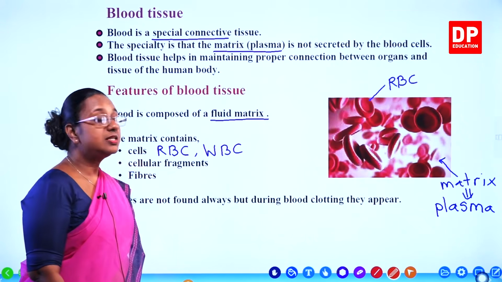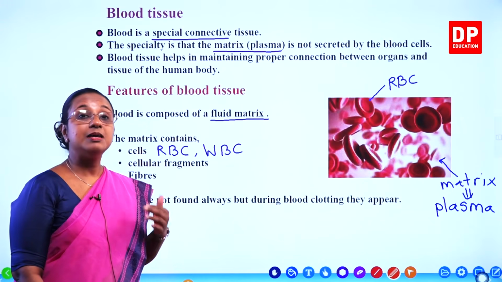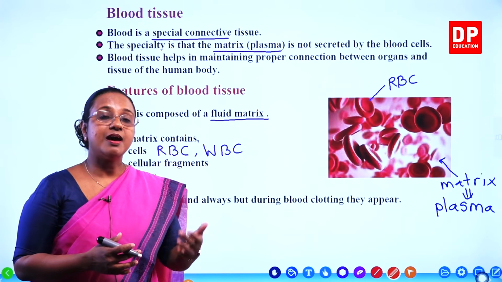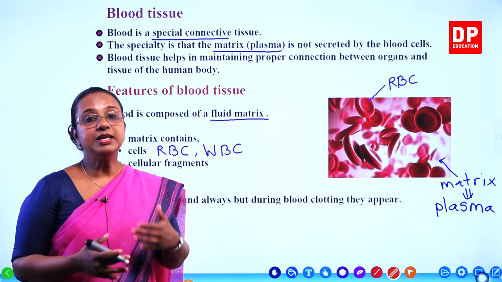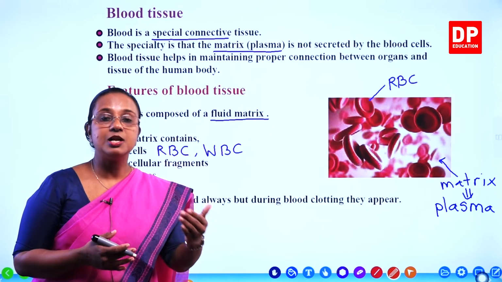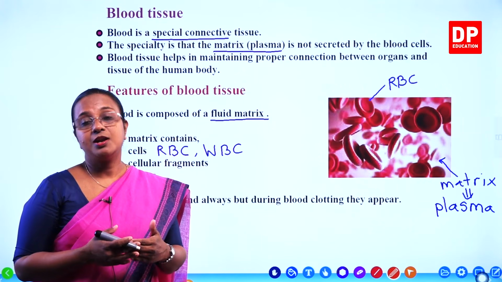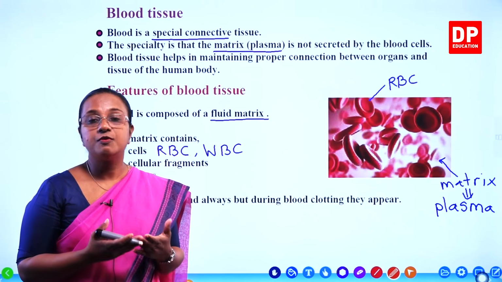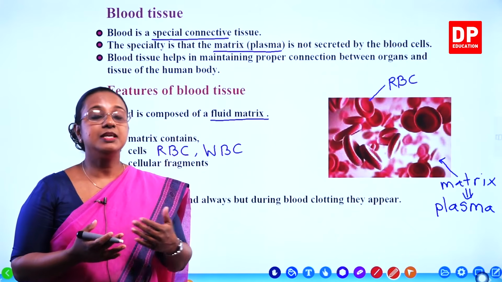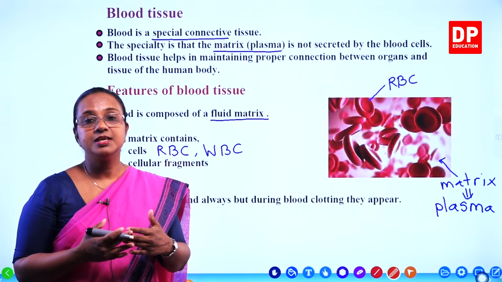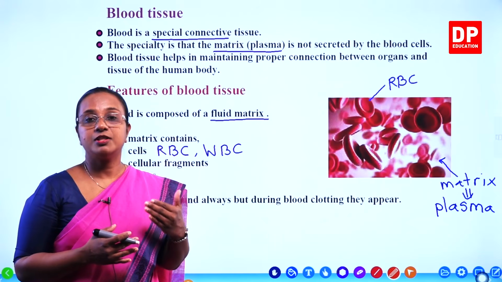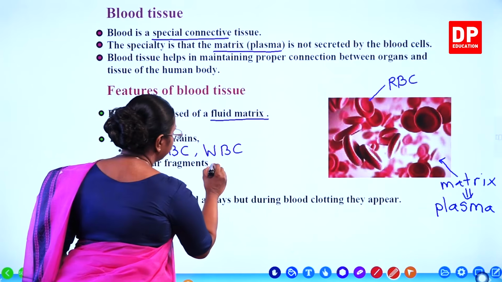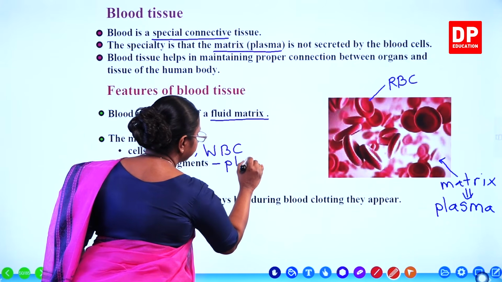Then there are these cellular fragments, the platelets. These are very important when there is a wound. Normally, when there is a wound, blood is lost. To prevent blood loss and to heal the wound, initially a clot is formed. And the fibers and the substances needed for the clotting process are all contained within the cellular fragments, the platelets.